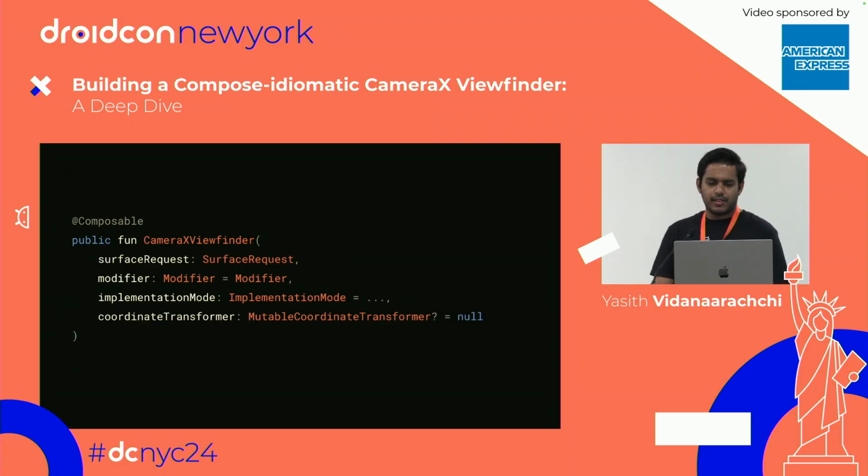All right, so this is what the final API looks like. We have a surface request. This is the only required argument, and it helps us connect the underlying surface with the camera. Then we have the modifier, just like any other composable. We respect the modifier, and that means building with this CameraX Viewfinder should be easy for you. Finally, we have the implementation mode. This is to determine what kind of surface we want to use as the backing, a texture view or a surface view. And then we have the coordinate transformer that we just talked about.